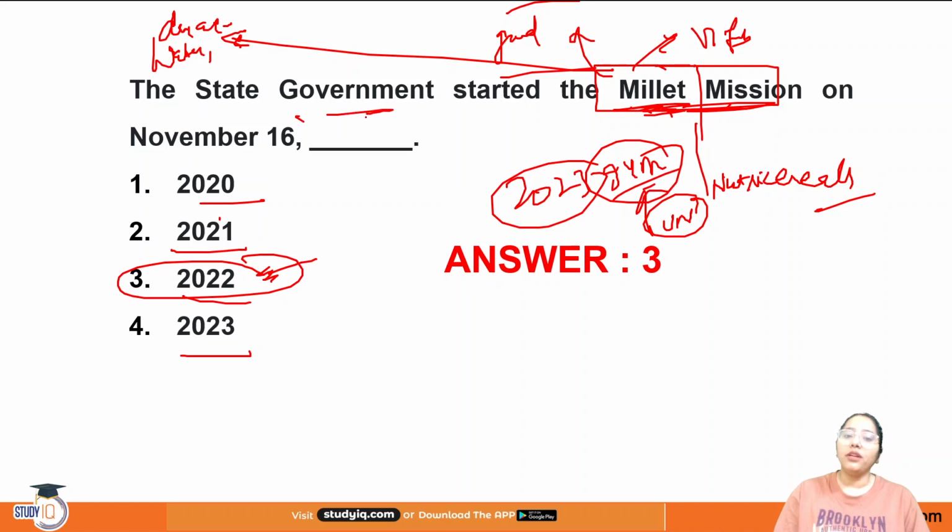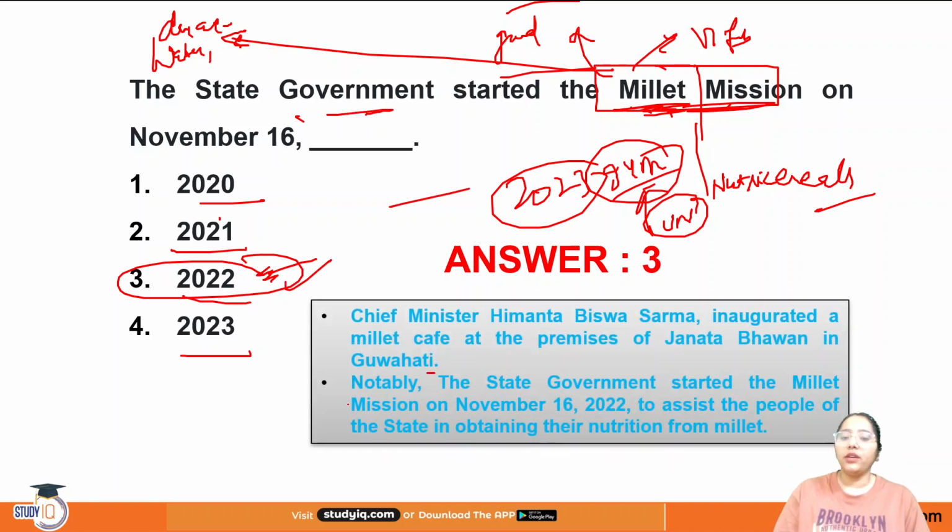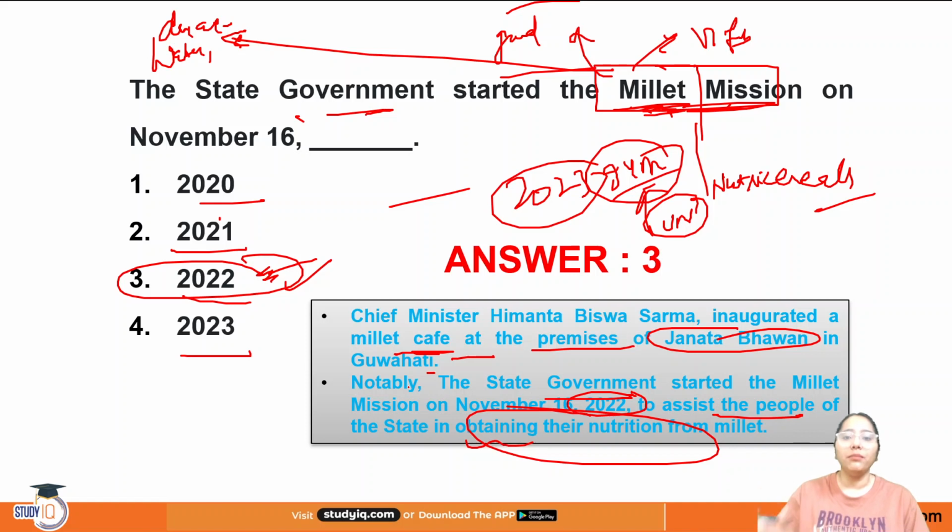The state government also launched the Millet Mission in 2022. The Chief Minister recently inaugurated a millet cafe at the premises of Janata Bhawan in Guwahati. The state government started the mission in 2022 to assist the people in the state in obtaining their nutrition from millets.